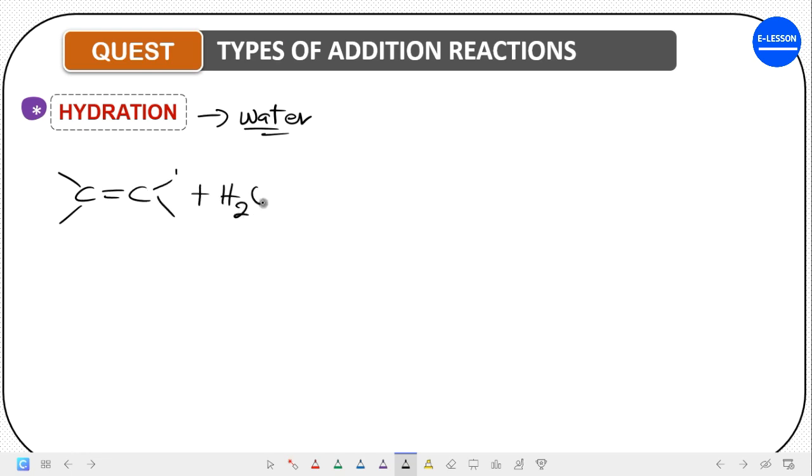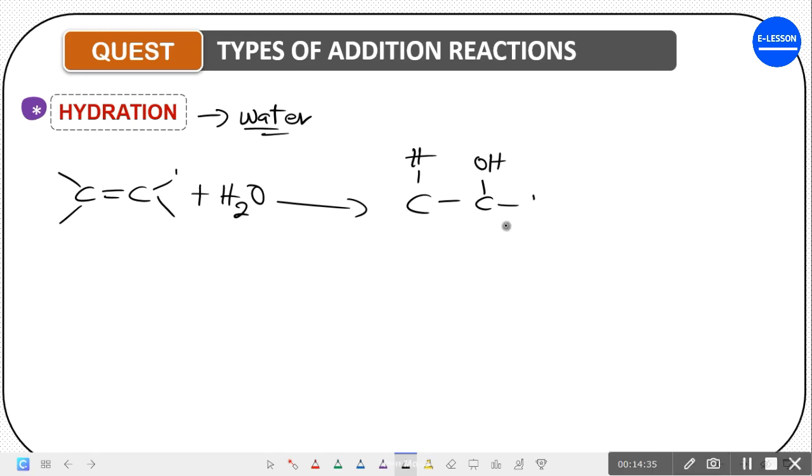Plus H2O. Now, when you add water, it's going to give us C, then the water, OH we add here, and then hydrogen we add here, and then we have the bonds, which are this, this, and this. Are you getting it now? So whenever you add water to alkene, it's going to give us what? Alcohol. And the product follows what we call the Markovnikov rule.